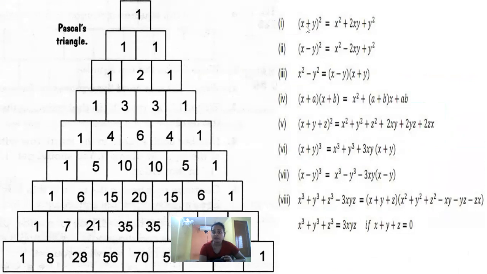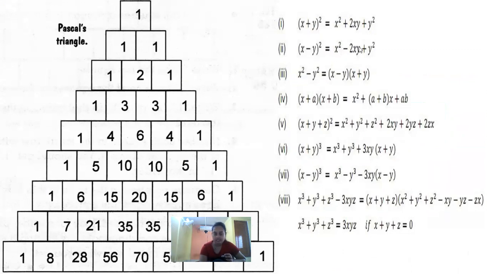That means if you are going to write x plus y whole square, then the coefficient of x square will be this 1. The coefficient of xy will be this middle one, that is 2, which is the sum of this 1 and 1. And later you will be getting y square. If I treat this minus y as plus y, then there will just be a minus sign in the coefficient of xy, nothing else.